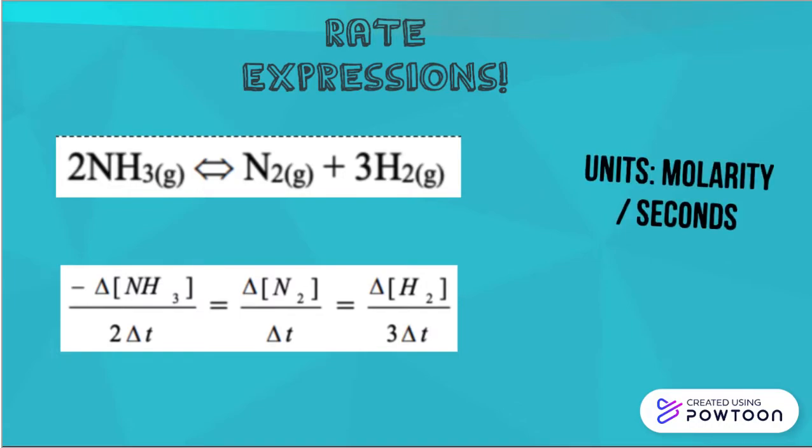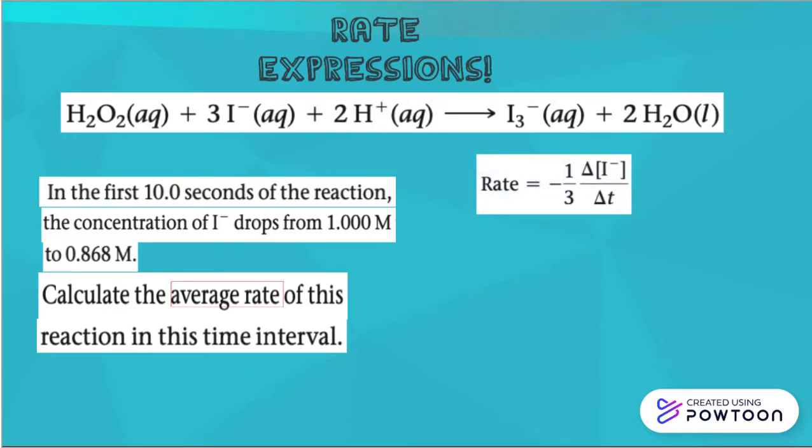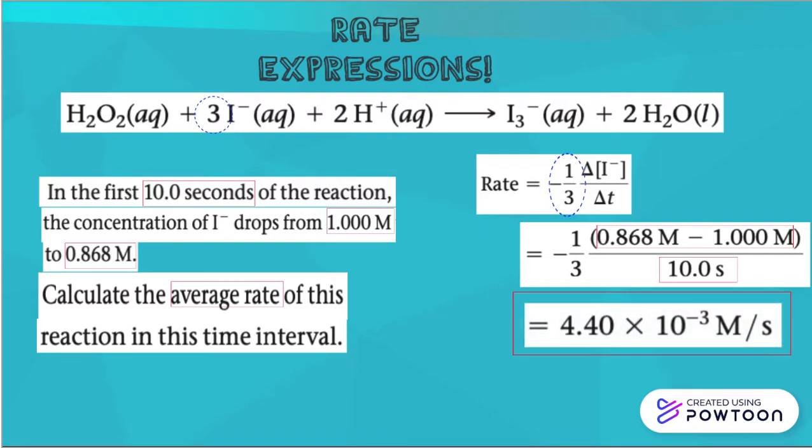Let's try a practice problem, Cody. Let me give it a try. The question tells us how much a concentration of I- decreases in 10 seconds. To find the average rate of the reaction, I set up the rate expression using the coefficients. Then, I plug in the given value to find the average rate of the reaction.